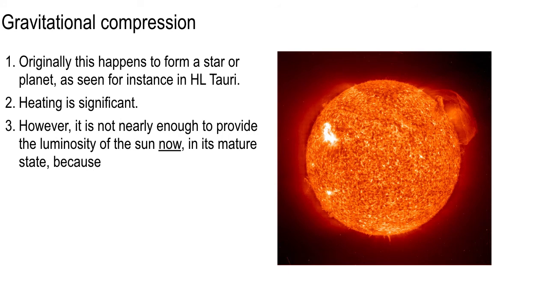But it's not enough to provide the luminosity of the sun. No matter how much gravitational heating, we worked this out in the 1800s. They figured out, well, maybe it's just putting out all that energy because of gravitational compression, heating things up, so they glow, like a red hot furnace or something like that. But they worked out the numbers and they said, it can't be that. It's got to be something else.